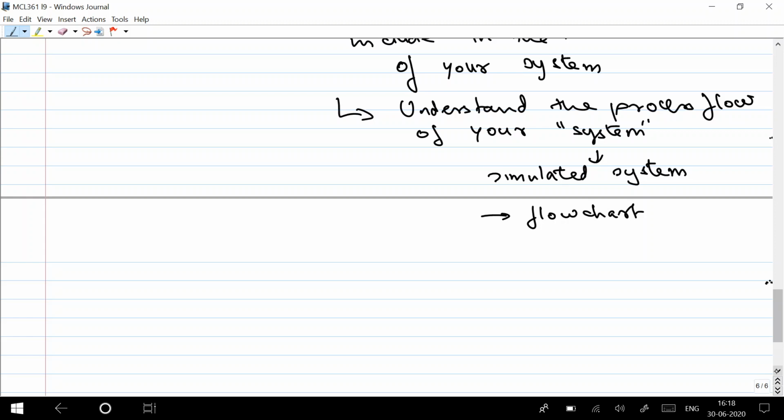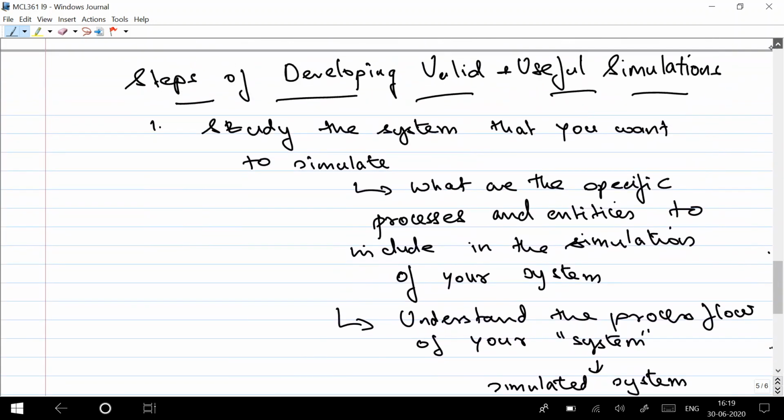Figuring out what to model is as much an art, as I said, as it is a science. And this is not limited to simulations. This applies to any problem that you want to solve. You have to define the scope of your problem, right? That is an important part of any process. So this entire exercise can be thought of as defining the scope of the problem.